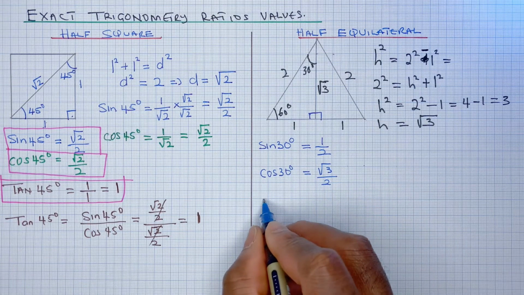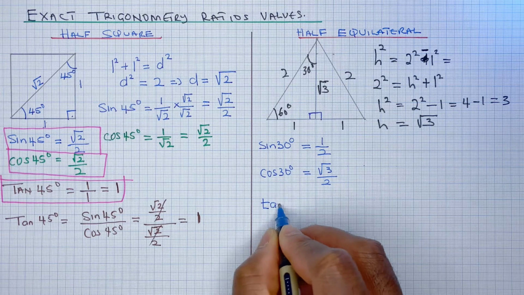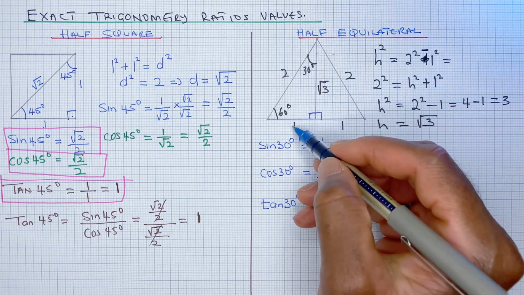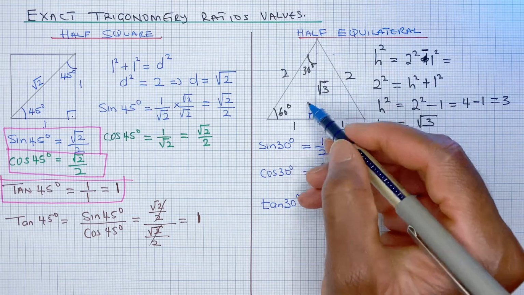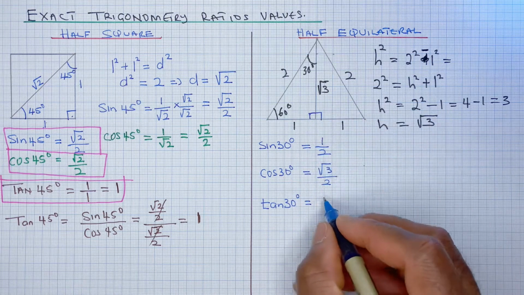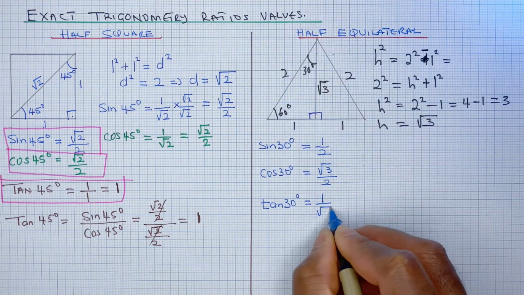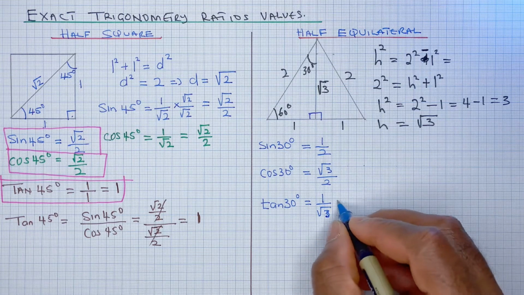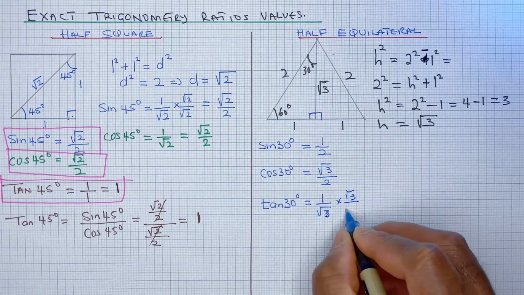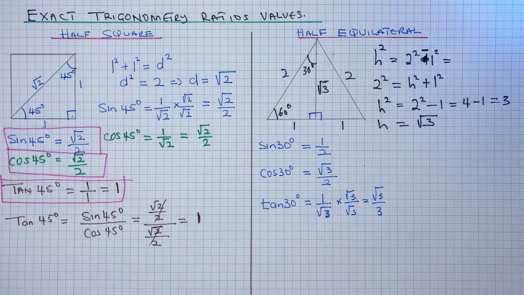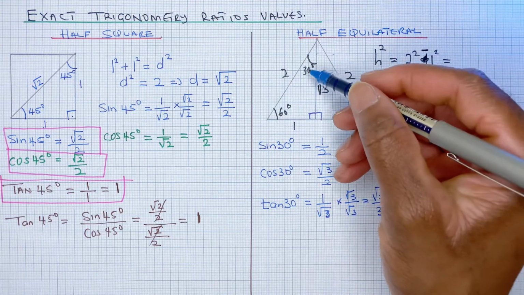What about tan 30 degrees? Tan is opposite over adjacent. Opposite over adjacent. 1 is opposite and root 3 is adjacent. So therefore it's going to be 1 over root 3. But we cannot have root 3 in the denominator. We need to rationalize the denominator. So that will be times root of 3 over root of 3. So that will be root of 3 over 3. So that will be root 3 over 3 for tan 30.